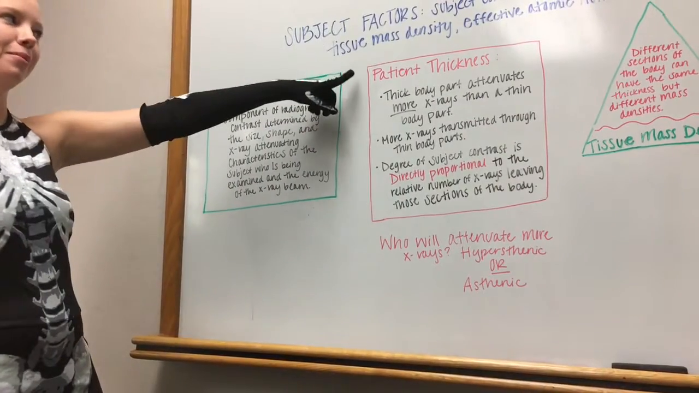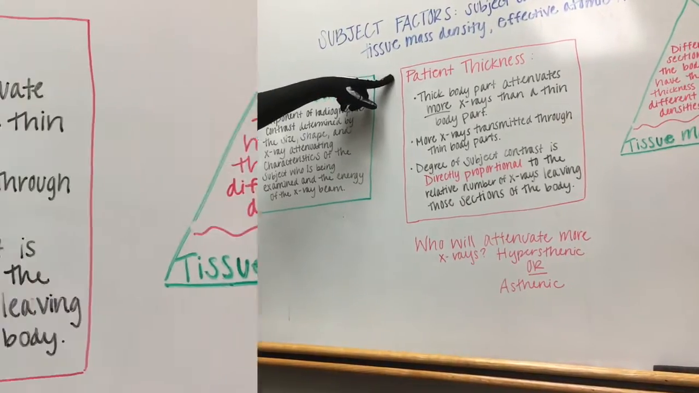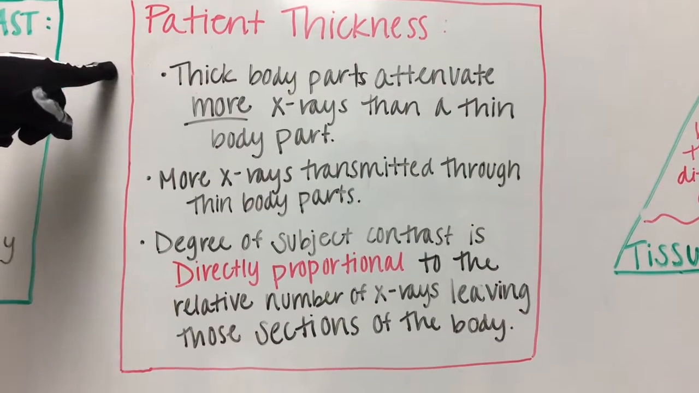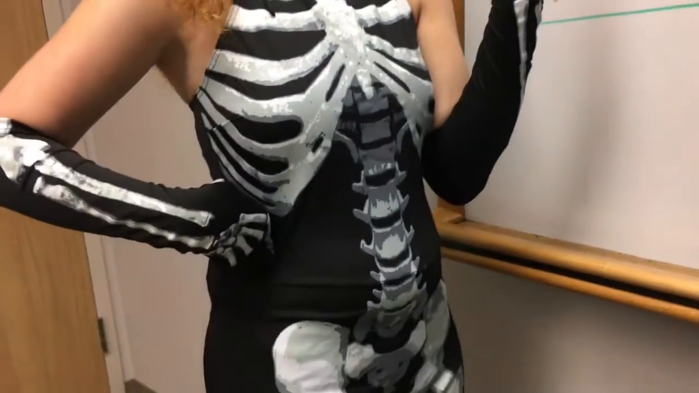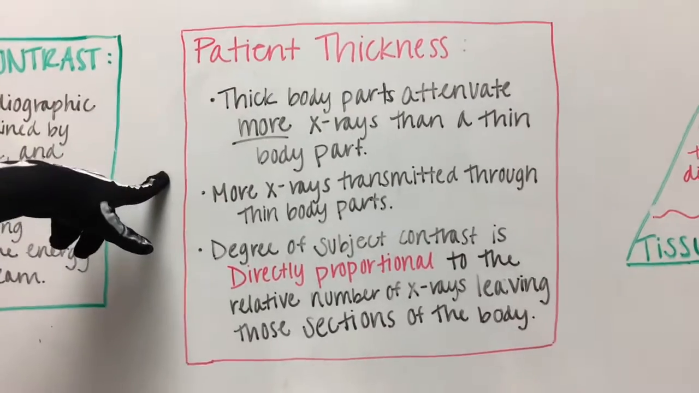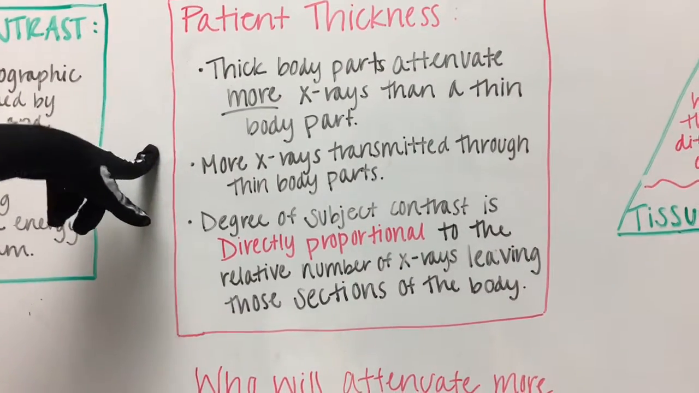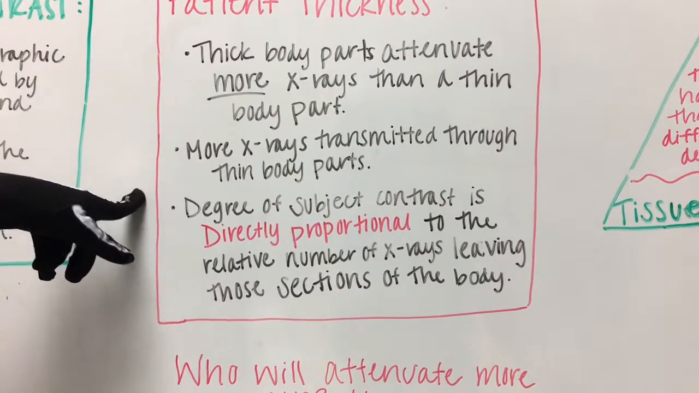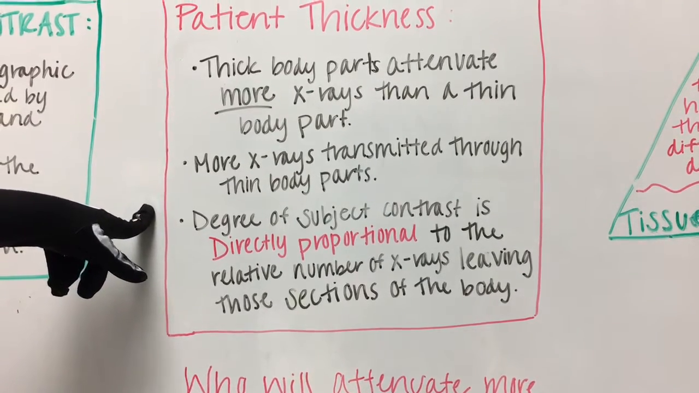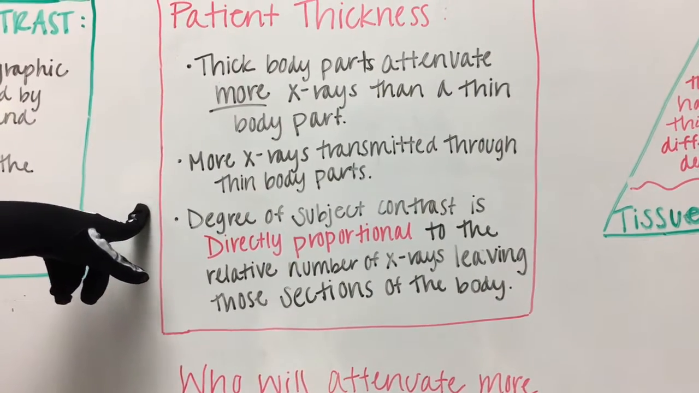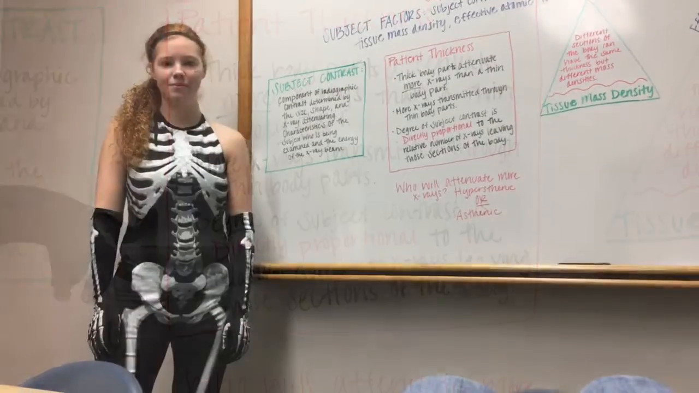Next, I am going to talk about patient thickness. Thick body parts attenuate more X-rays than a thin body part, such as my hand versus my abdomen. More X-rays are transmitted through thin body parts, and the degree of subject contrast is directly proportional to the relative number of X-rays leaving those sections of the body.